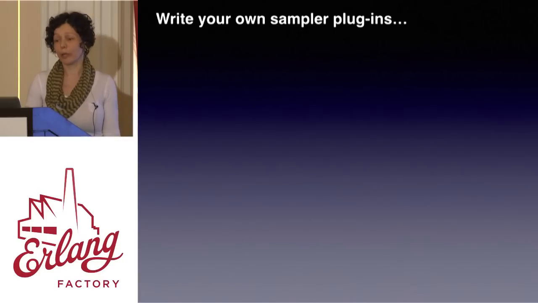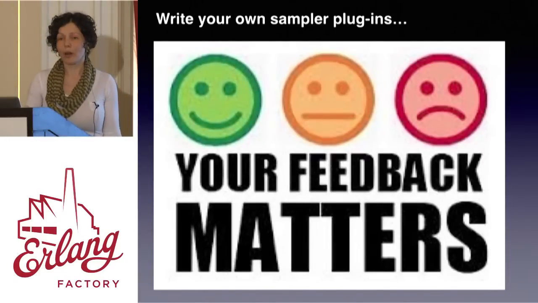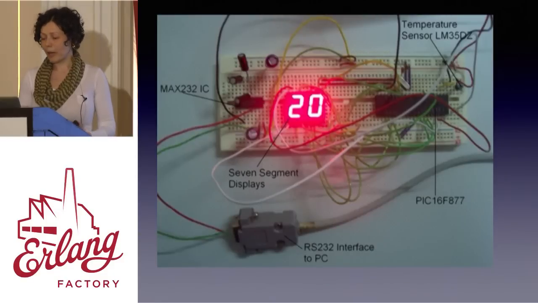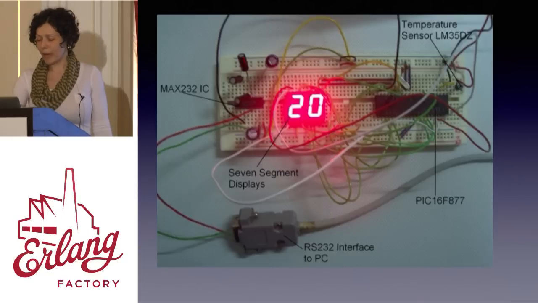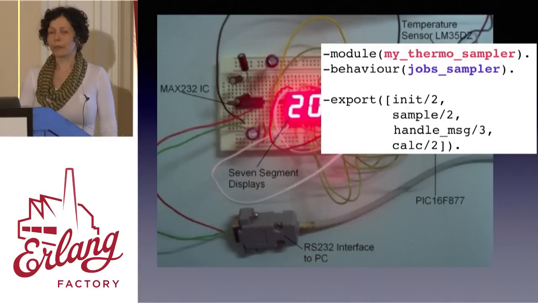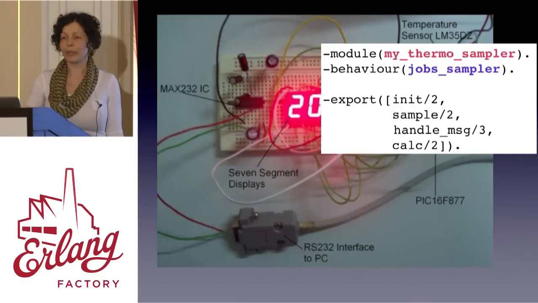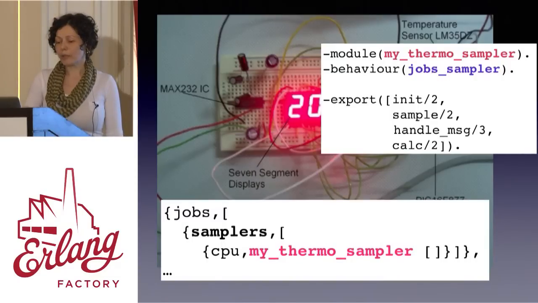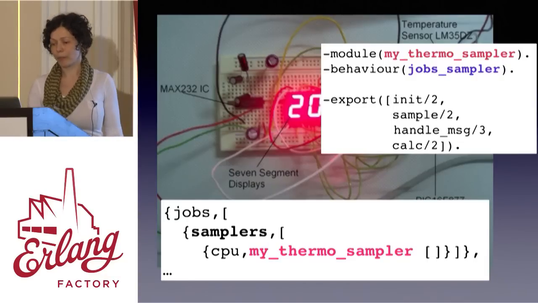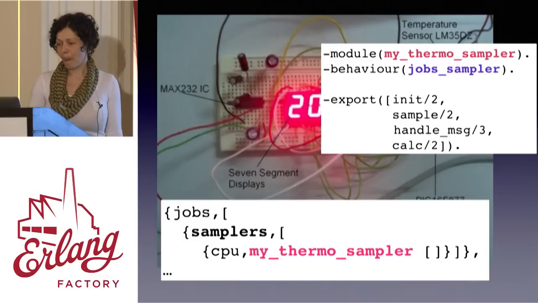create our own sampler plugins. The jobs framework is very pluggable, and we're going to take a look at some of those features. To measure CPU on my Mac, I'm going to take a temperature sensor, turn off the fans on my expensive Mac, and attach the temperature sensor to it. And I'm going to write my own module called my thermo sampler, and it will implement the job sampler behavior. So now instead of using the out-of-the-box job sampler CPU, I will use my own sampler instead. That's how we configure it.